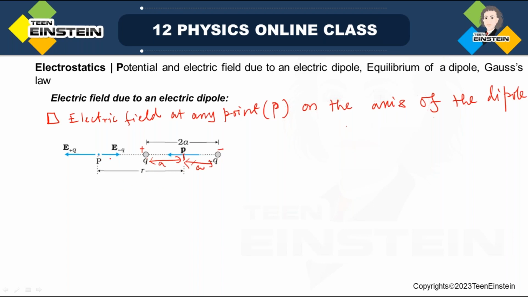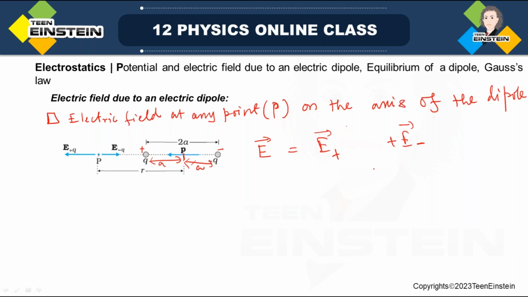Now look, whenever we are calculating electric field, the total electric field will be the vector sum of the electric field at P due to the positive charge q and the electric field at P due to the negative charge. So for both the charges, we have to calculate the electric field. So better to give the notation here, plus and minus, electric field due to negative charge.